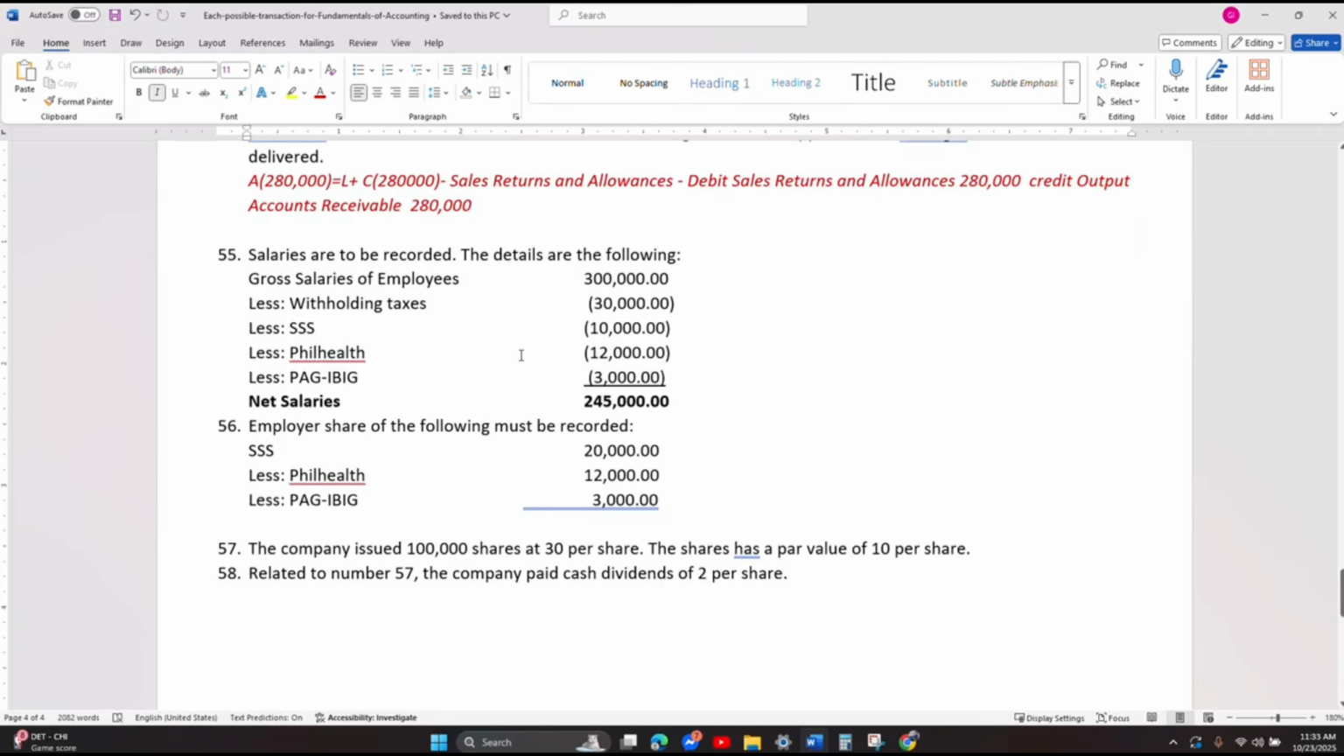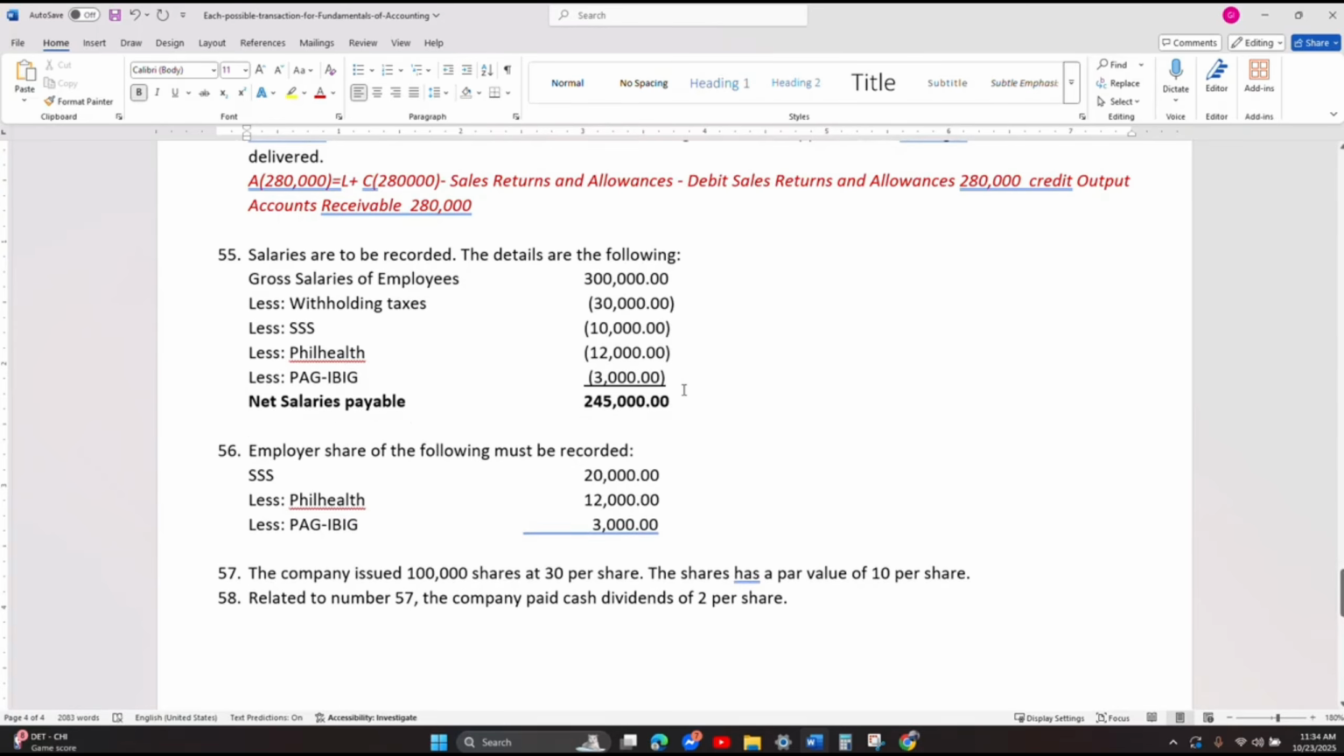Let's go to others. Number 55 is all about making an entry for salaries. Okay? So if we have employees and there is a computation like this, as you can see, we have gross salaries of employees 300,000. We have less withholding taxes 30,000, less SSS 10,000, less PhilHealth 12,000, less Pag-ibig 3,000. The net salaries payable to the employees is 245,000. Let's put payable so that we will be able to have a proper entry.